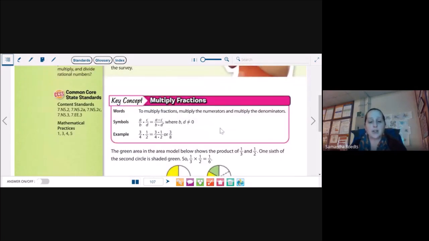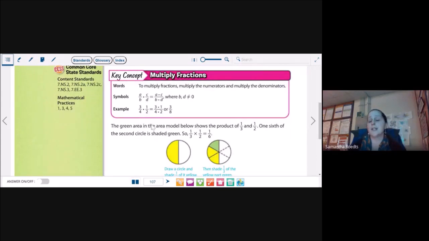So multiplying fractions. To multiply fractions, I multiply the numerators, and then I multiply the denominators. So A over B times C over D equals A times C over B times D. Make sure that B or D can't be 0. Otherwise, bad things happen in the universe when you divide by 0. Just don't do it, okay?